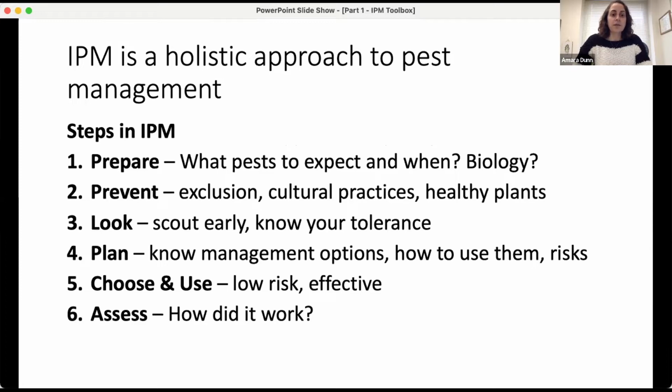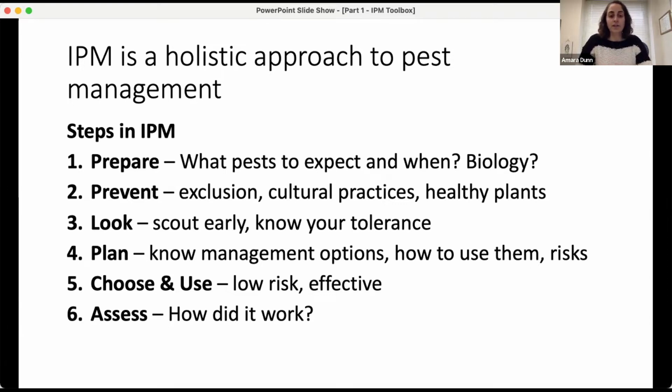This means that we're using a lot of different tools when we're doing IPM. IPM also involves not just reacting when you see a pest, but there's some steps that precede that. So IPM starts by preparing, knowing what pests you should expect and when to expect them, and also understanding the biology of the pests that you are expecting. When you are prepared and you know what pests you might be looking for, you can take some preventative steps. How can you exclude those pests from your field, from your greenhouse or high tunnel? What cultural practices will help? And how can you grow healthier plants?